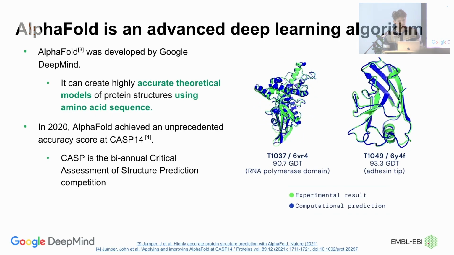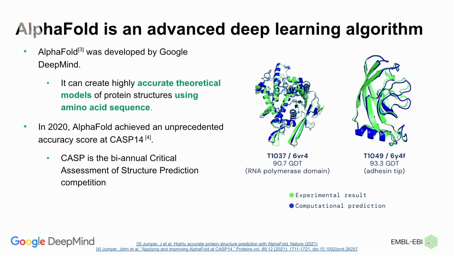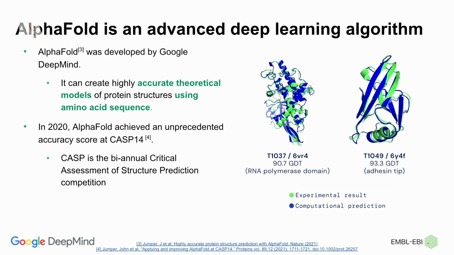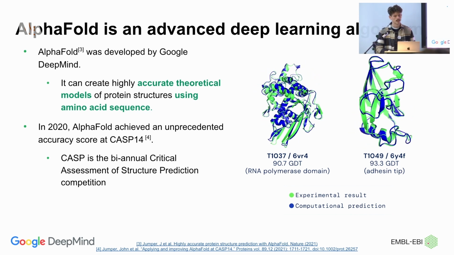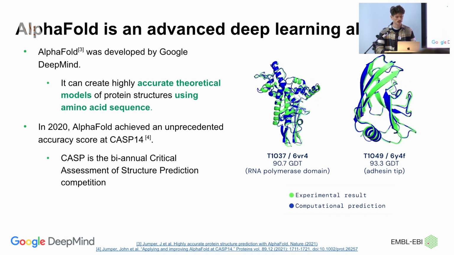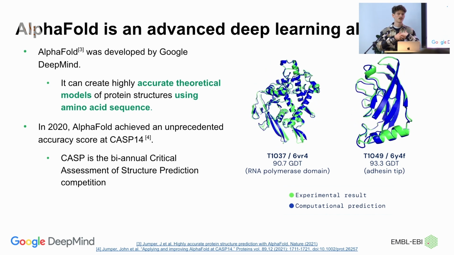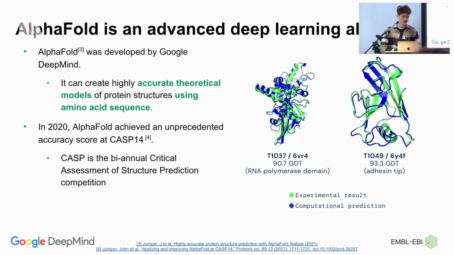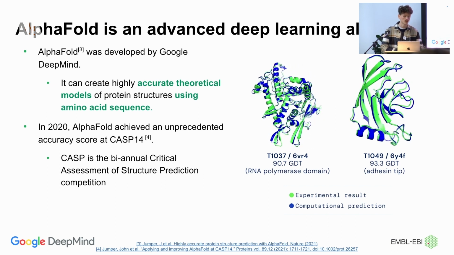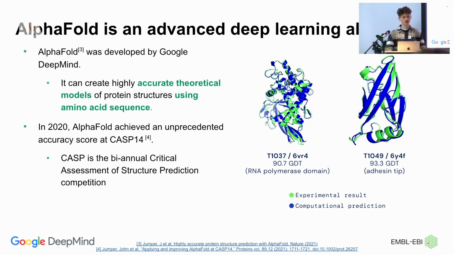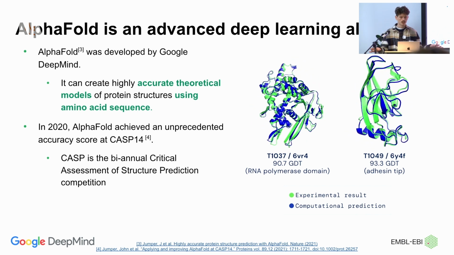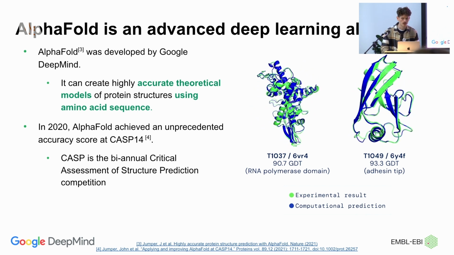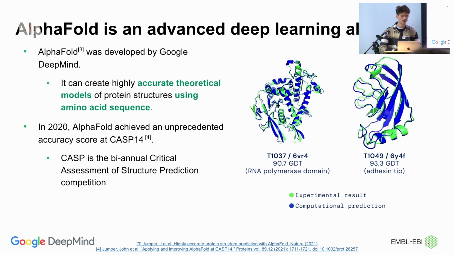So AlphaFold came along, and as Arne has said, it was developed by Google DeepMind, and it showed an exceptional level of accuracy in CASP14 back in 2020. This was a real showstopper, in the sense that now we can predict these models with very high accuracy.